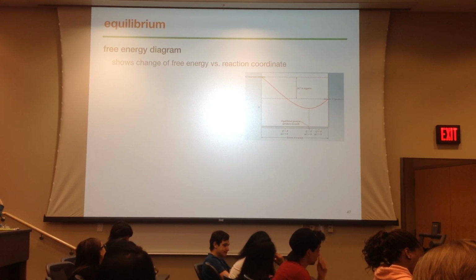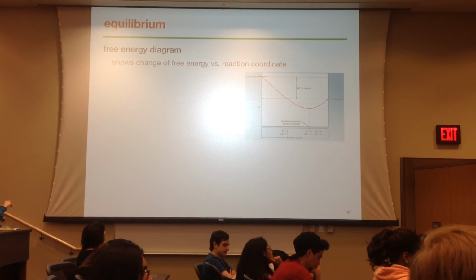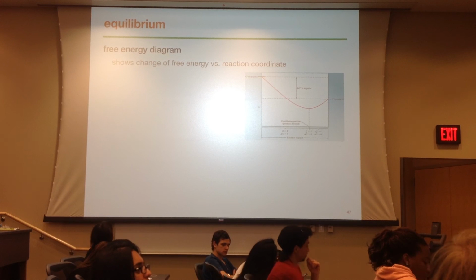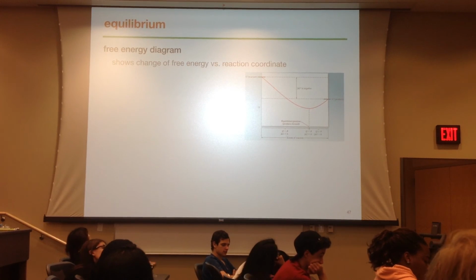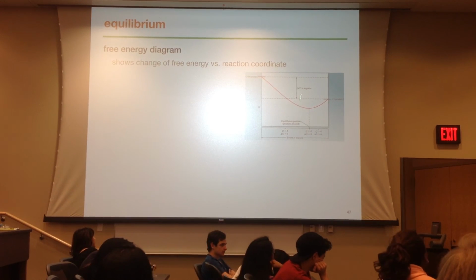I can calculate the delta G0 for the reactants by simply summing over all the delta G0s for my reacting species. And I can do the same for the products. And then I take the difference between the final state and the initial state, and I can calculate delta G0 for the reaction, and that tells me the height difference I have here.